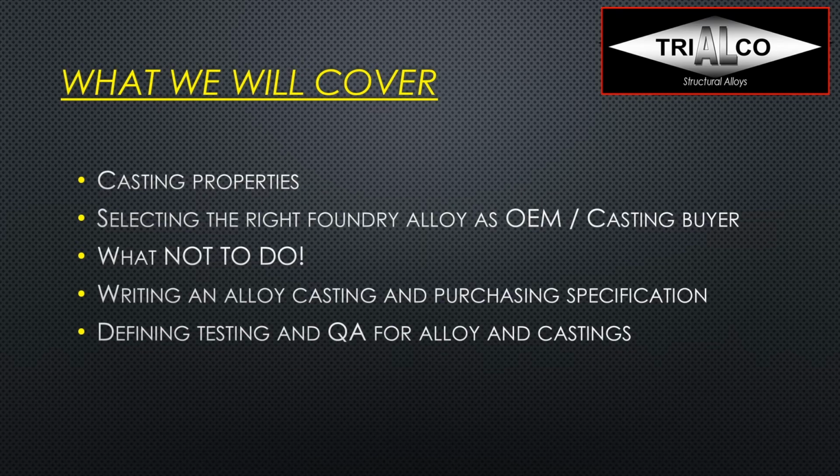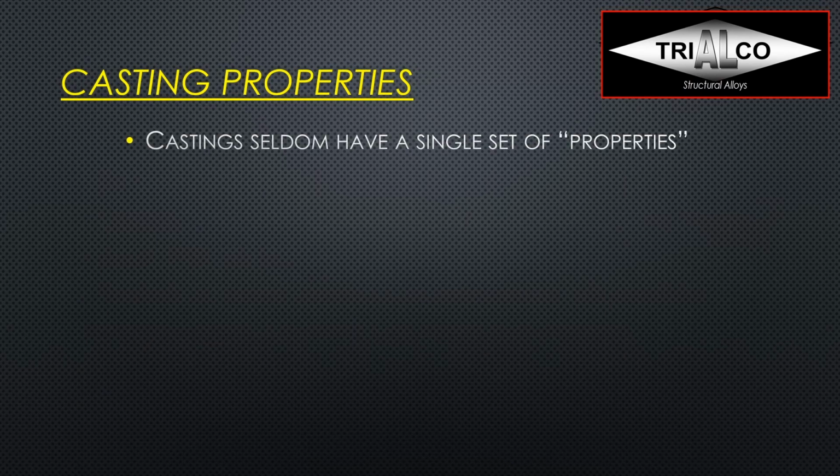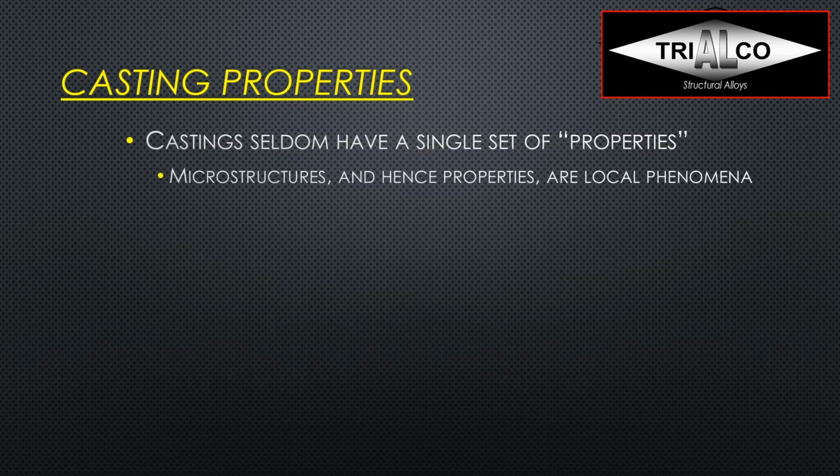Then we talk about defining testing and quality assurance for alloy and castings, and the cost drivers in aluminum foundry alloys. So casting properties. Castings rarely have just one single set of properties. The properties will depend on the microstructure, and therefore it can be very local. So in a thick section, the properties will be very different to a thin section because the microstructure is different. It took longer or shorter time to solidify in this area.